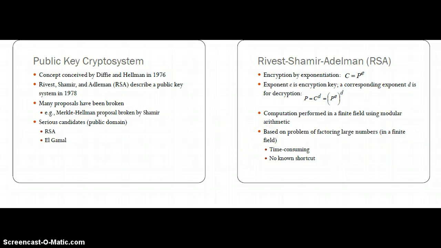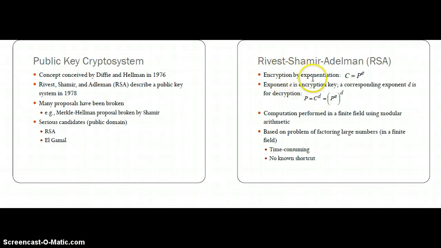When you go with RSA, encryption and decryption are done by exponentiation. It means that the ciphertext is equal to the plaintext to the power of E. The exponent E is the encryption key, and the corresponding exponent D is for decryption. D is the private key.